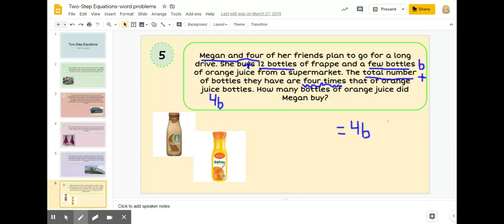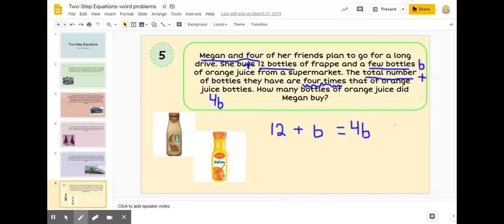Okay, so the total number is 4 times that of the bottles of orange juice. So 4 times B, B for bottles of orange juice. So basically, if we add the 12 bottles of frappe and whatever bottles of orange juice, we're going to get whatever 4B is. So we know she bought 12 of the frappe. Hope they don't drink those at once. Plus, however many bottles of orange juice, I don't know. All right, we're going to get to this over the next several days.